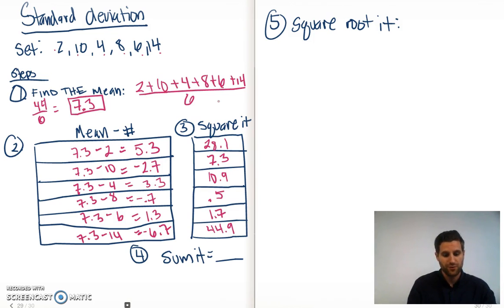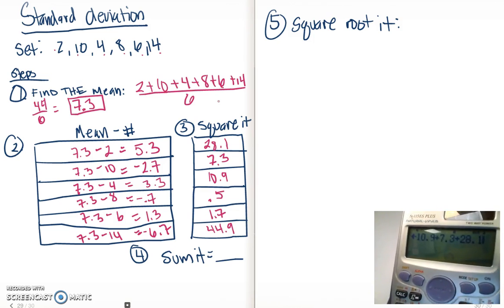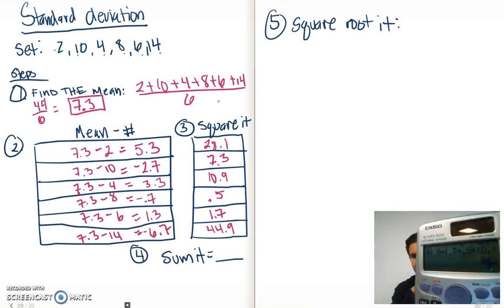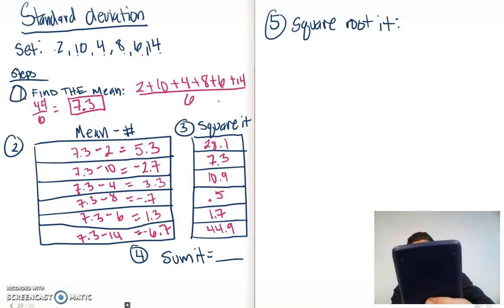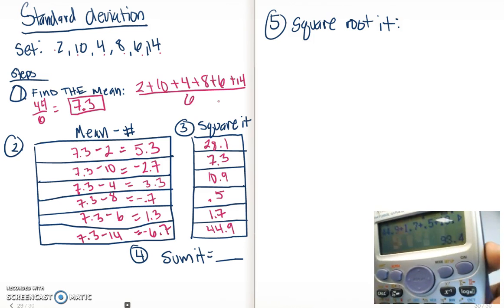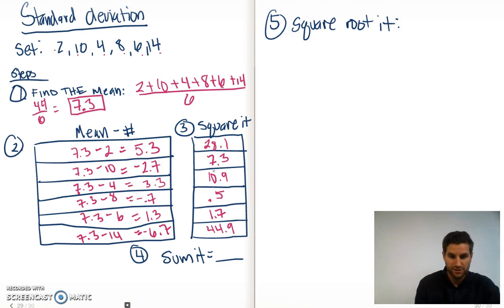Step 4, sum it. So now we have to add up all these. So 44.9, and I'm just going to add them all. Again, I have my calculator right here, so that's why I'm looking down. I'm just adding all these up. Okay, I added them all up, you can see them right there. I hit enter, and it gives me a decimal, or a fraction. So we get 93.4. So 93.4 is what I get when I sum it.